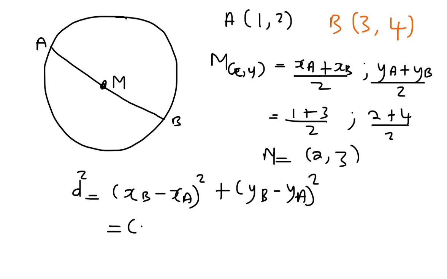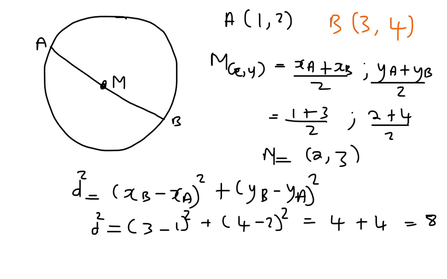So now what is xb? xb is 3, so it's going to be 3 minus 1 all squared plus 4 minus 2 all squared, and that is equal to D squared. So let's evaluate this. 3 minus 1 is 2, 2 squared is 4, 4 minus 2 is 2, and then 2 squared is 4. So this is equal to 8. It means that d squared is equal to 8. So now what is d? D will be equal to the square root of 8, right? The square root of 8 is simply the square root of 4 times 2, and the answer is 2 square root 2.